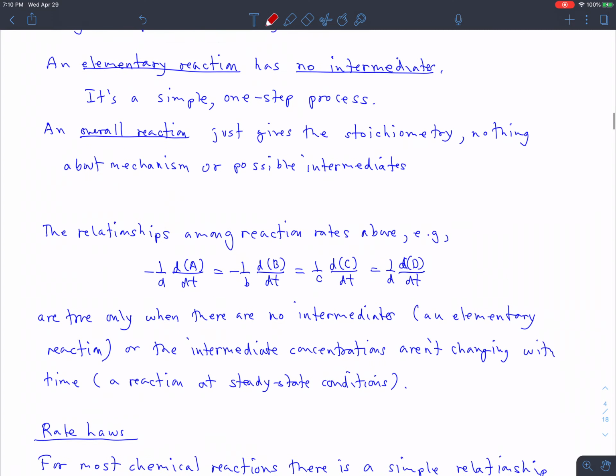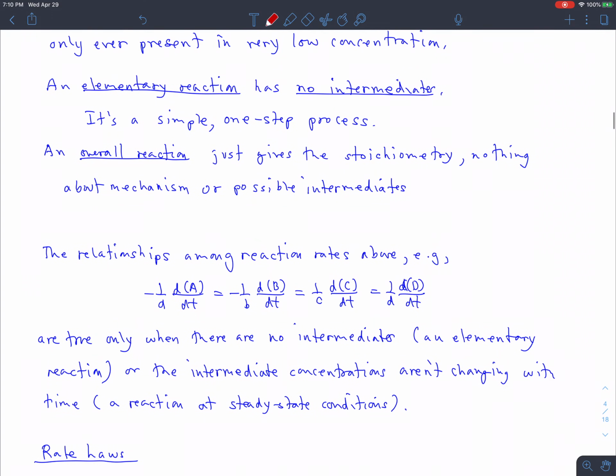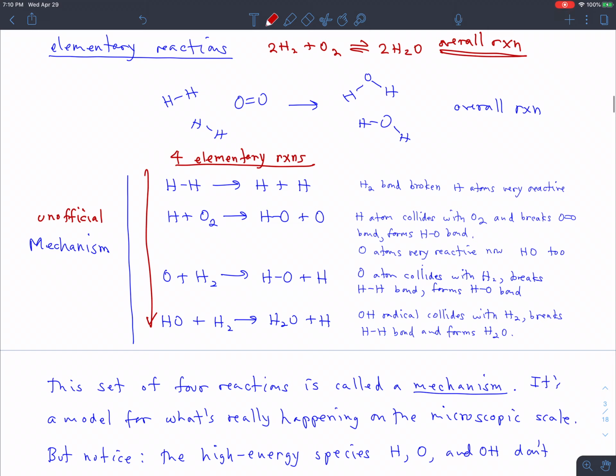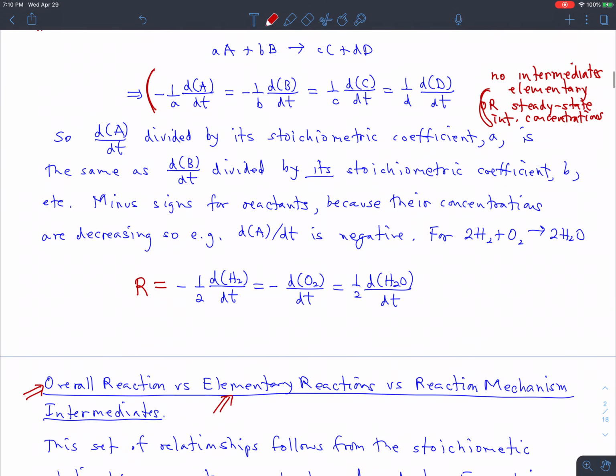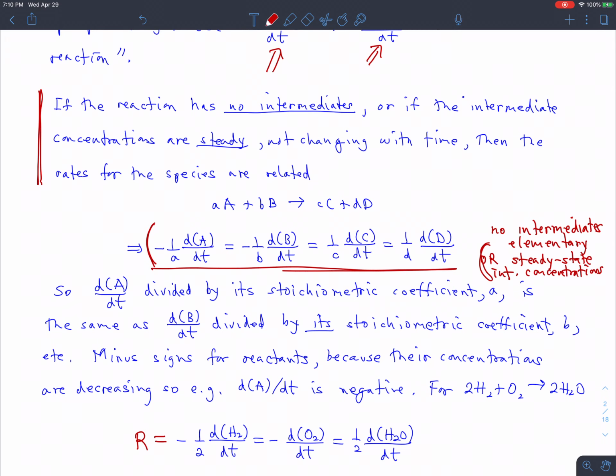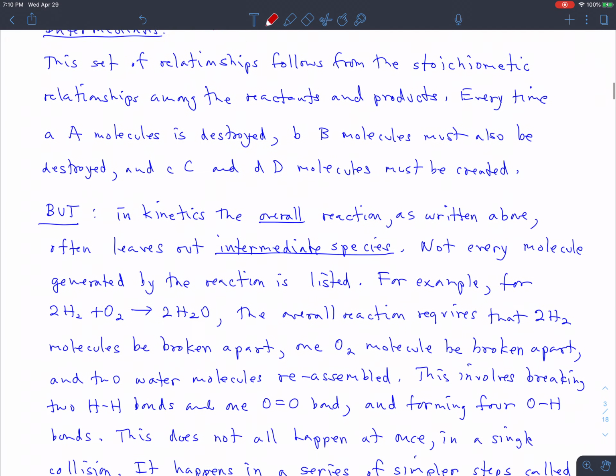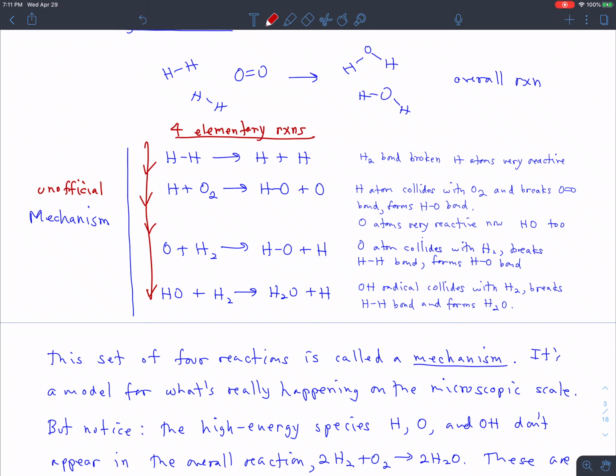All right, so for an elementary reaction, I said above, for any of these four here, there are no intermediates, and that means this set of relationships up here between all the chemical rates holds for each of these reactions independently, individually. But, and we'll talk more about what makes something elementary. Well, I mean, the thing that makes a reaction elementary is the fact that it doesn't have any intermediates. That's the definition.